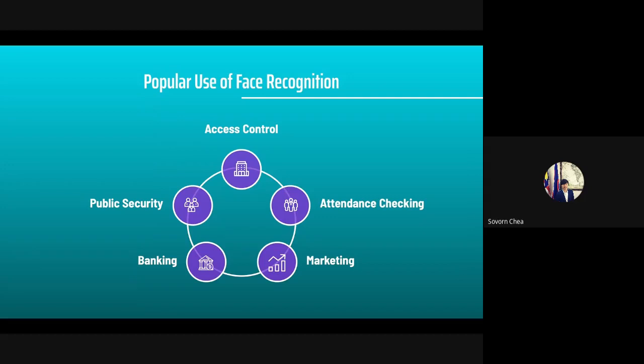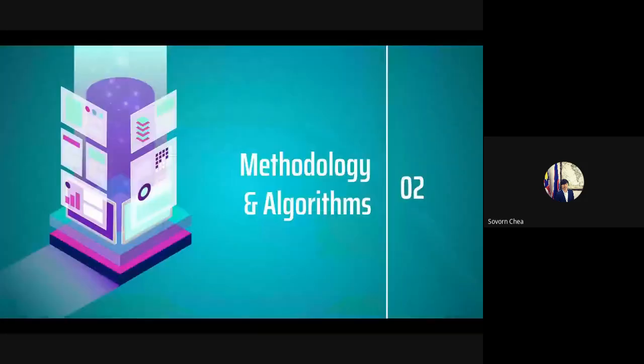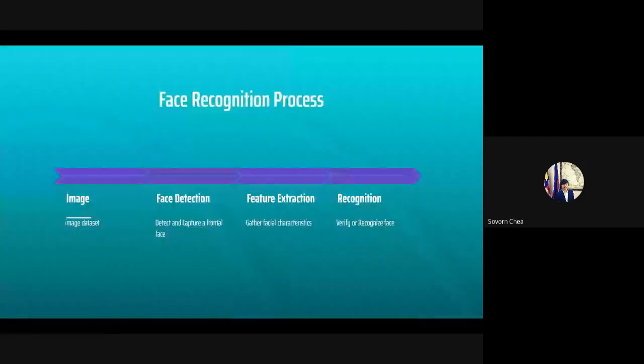All right, so now as you are already familiar with the things that face recognition can do, let's look at the basic process of building it. Here is a very simple face recognition process. We start with an image data set of human faces, but in my project in particular I use frontal faces for the data sets, and then we do face detection.